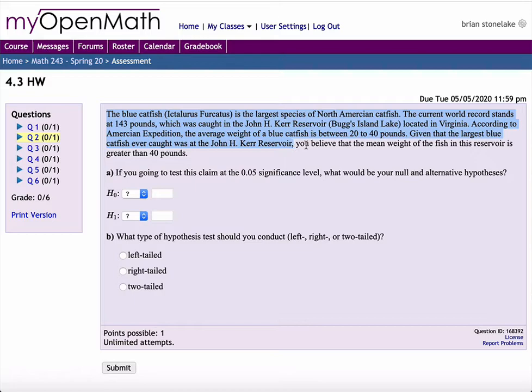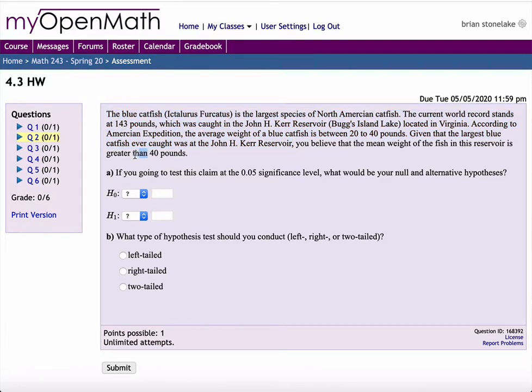Here we go. You can kind of start reading the stuff that's not highlighted. Yeah, cool. The blue catfish is the largest species of North American catfish. I don't care. The current world record is this. That's great. I don't care about that either. This lake, blah, blah, blah. None of that matters.